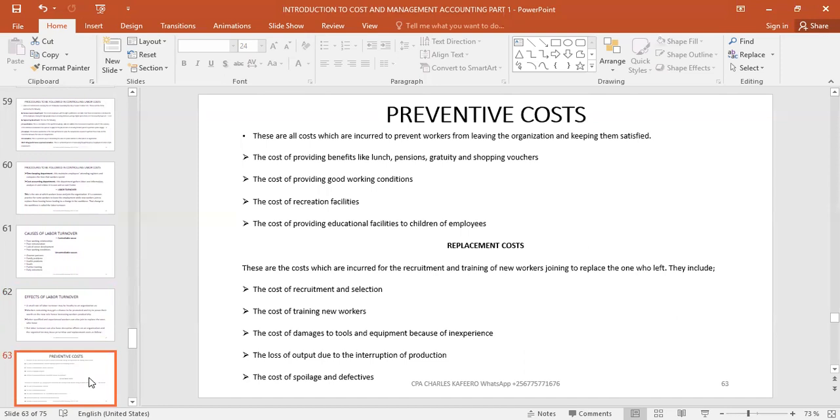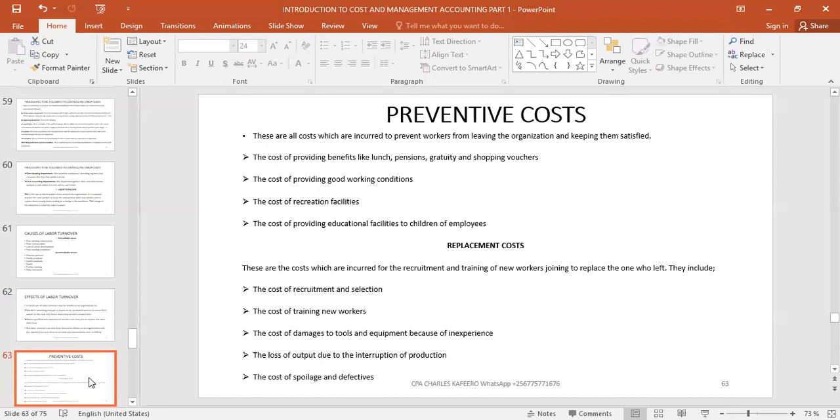So these preventive costs, we can talk about them in terms of cost of providing benefits like lunch, pension, gratuity, and some even you can give them shopping vouchers. Because if someone has been working for an organization for 5 years, you say that the people who have been working with the company for more than 5 years, we are giving them gratuity of 5% of their salary.